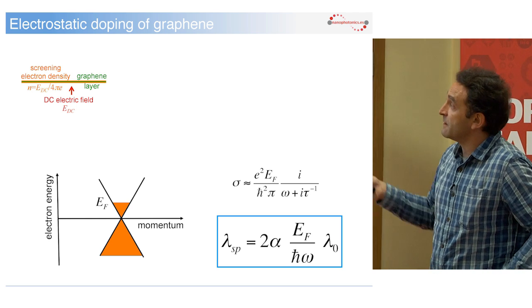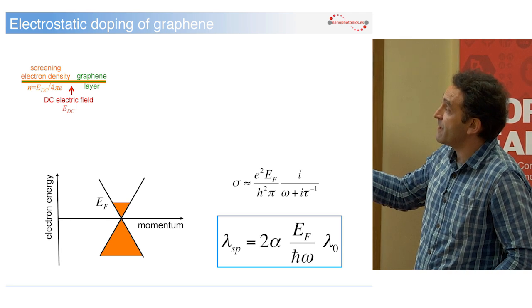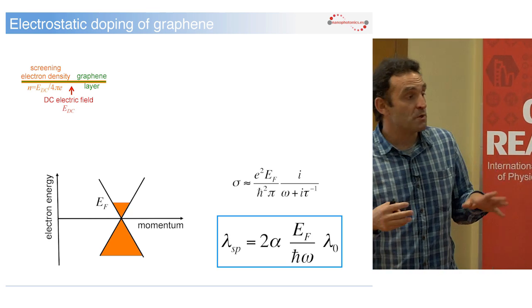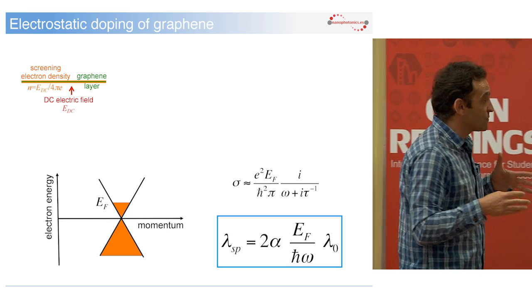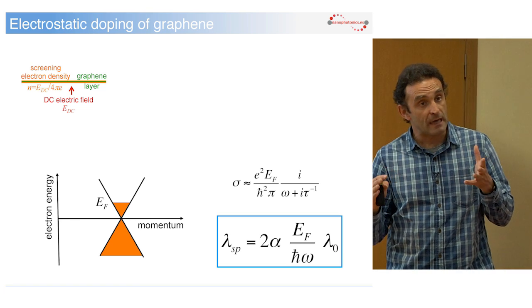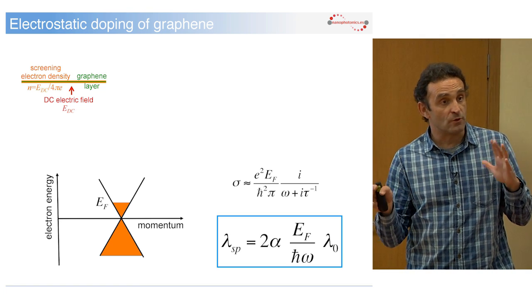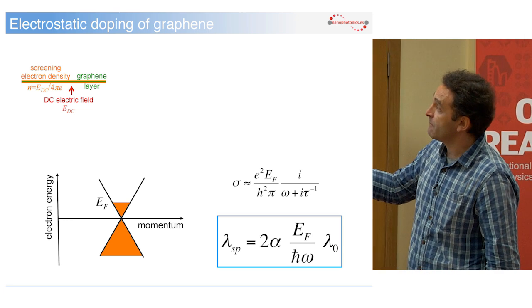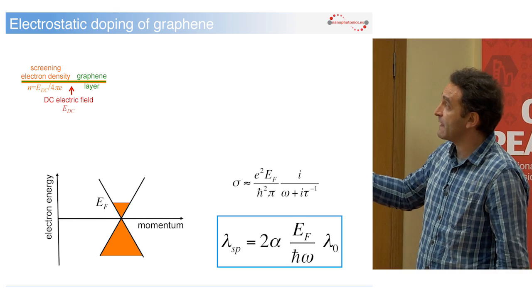But the important thing is that you can move the Fermi level by a substantial amount. With currently available gating technology, a device similar to what I showed you before, you can gate by about 1 electron volt. So you can change the Fermi level by about 1 electron volt.